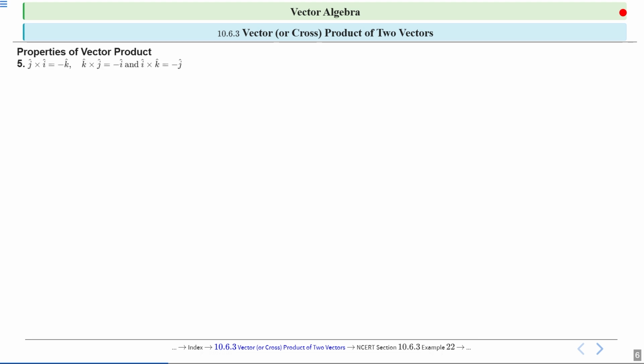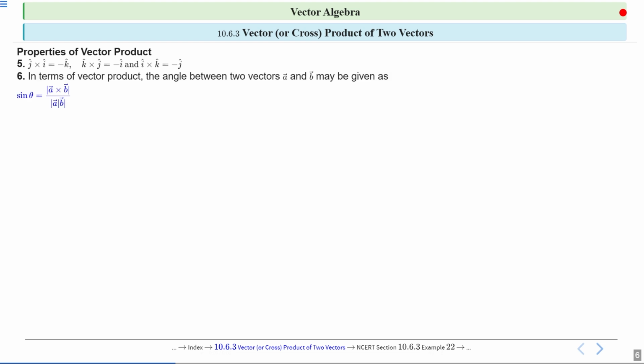So part 5, we have j cap cross i cap is equal to minus k cap, right? And k cap cross j cap is equal to minus i cap, and i cap cross k cap is equal to minus j cap, right? Remember, the order matters in the cross product. Switching the order changes the sign. These results show the anti-clockwise relationship between the unit vectors and are fundamental when working with the vector products.